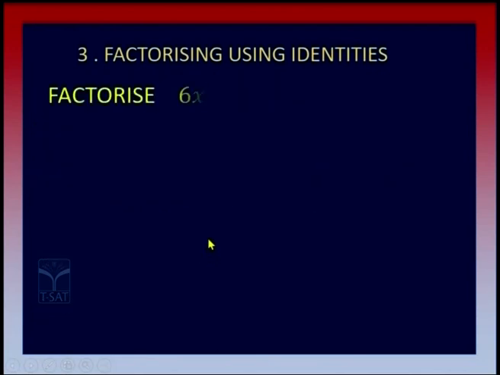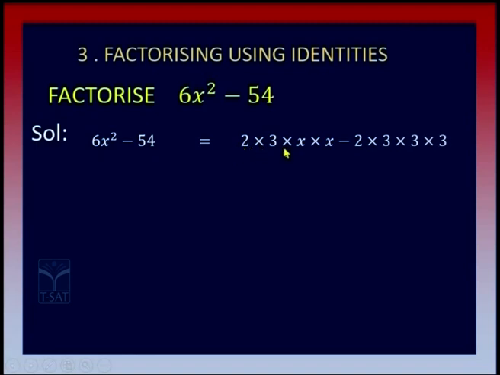We shall see one more example, 6x square minus 54. Students, you observe this question carefully. We cannot apply the identity directly because 54 is not a square number. But you observe, we can apply the first method because 6x square can be written as 2 into 3 into x into x. So you split into irreducible factors, 54 as 2 into 3 into 3 into 3. Now we have one part of the term we can take common, 2 into 3. So we can take 2 into 3 as common.